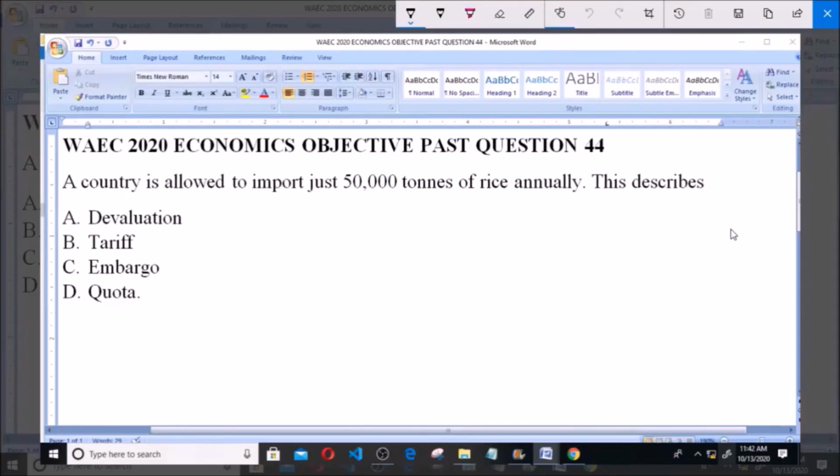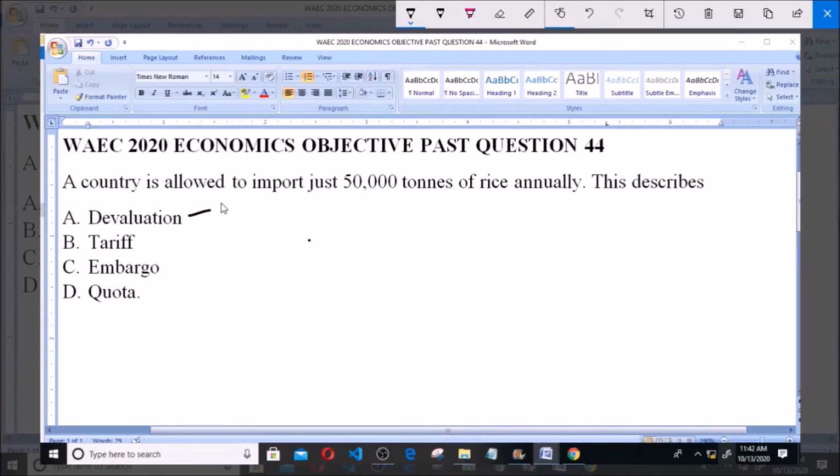Hello and welcome. I will be answering WAEC 2020 Economics Objective Past Question 44. A country is allowed to import just 50,000 tons of rice annually. This describes A. Devaluation, B. Tariff, C. Embargo, D. Quota. So let's look at the definition of each of the options to see which one matches the scenario placed in the question.